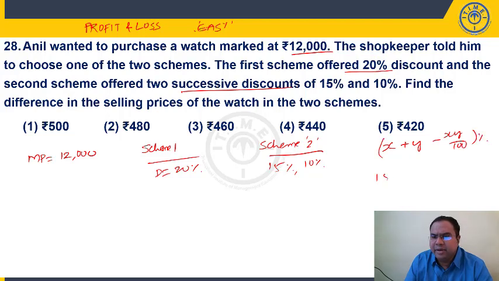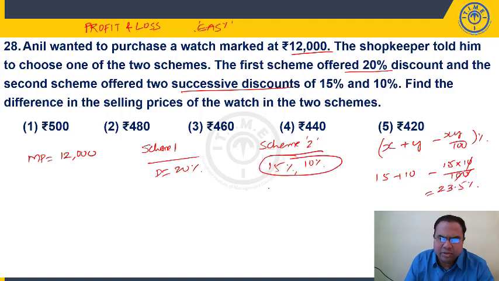So obviously 15 plus 10 minus 15 into 10 by 100, that is 25 minus 1.5, so 23.5. If you take a single discount, these two discounts are equal to a single discount of 23.5%. What's the question, students? Find the difference in selling prices of the watch in these two schemes.